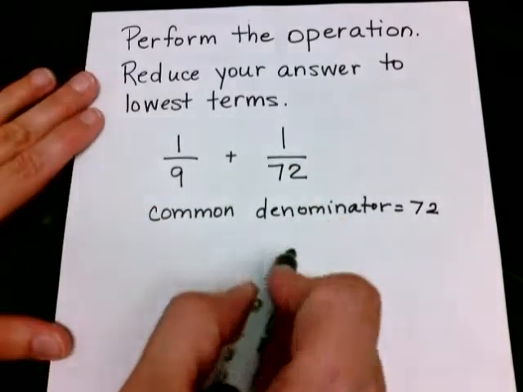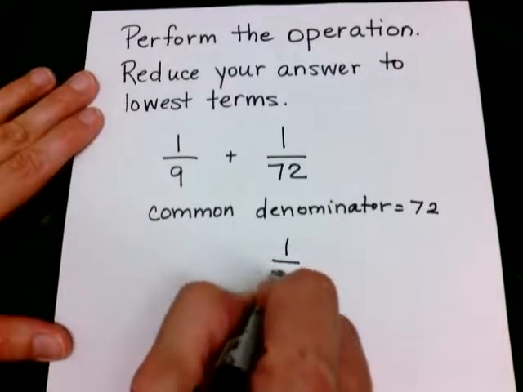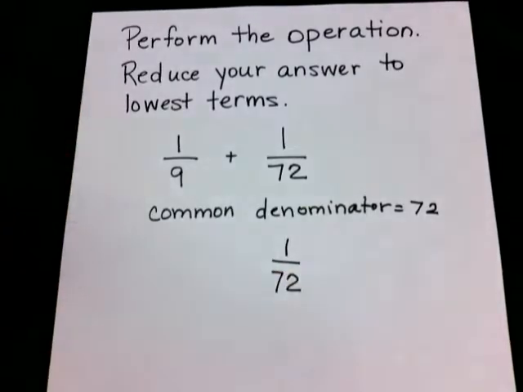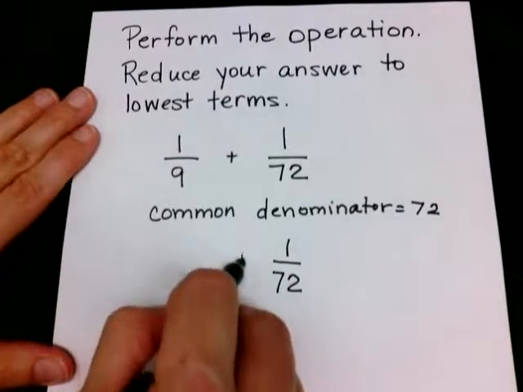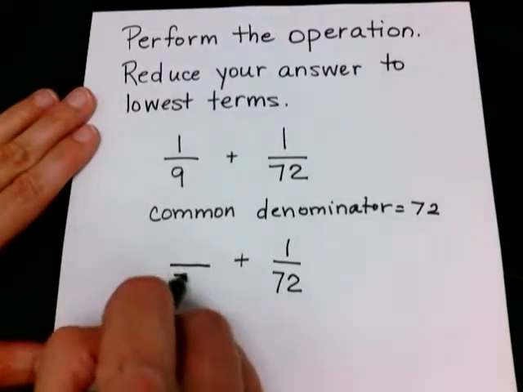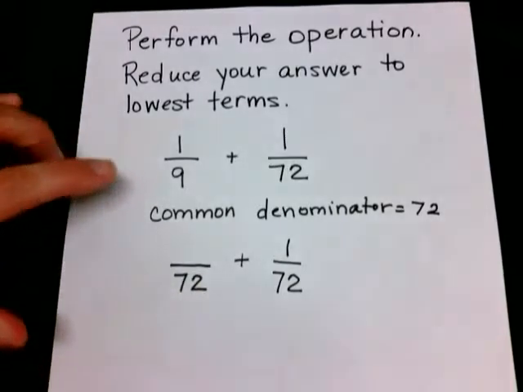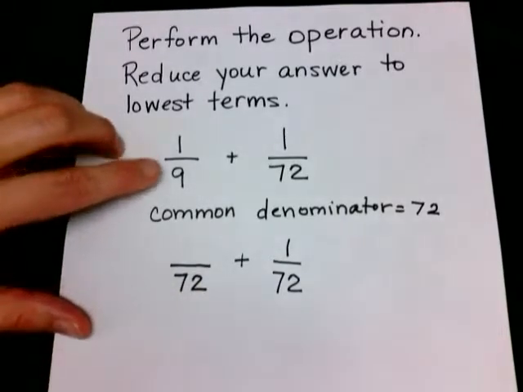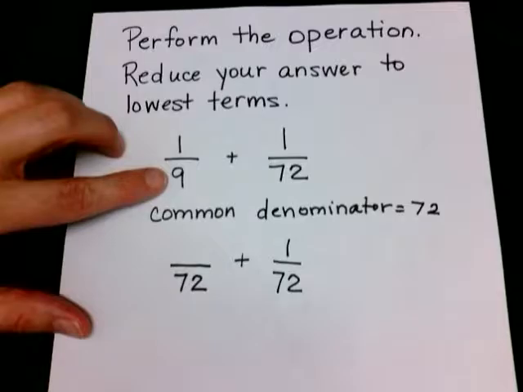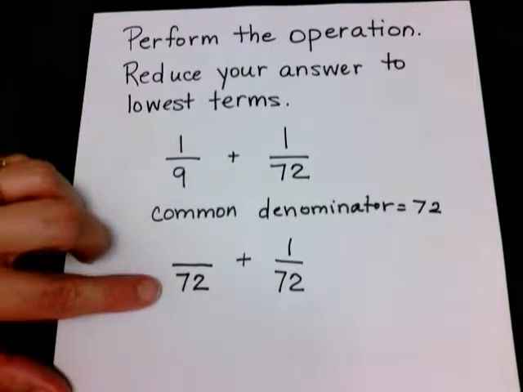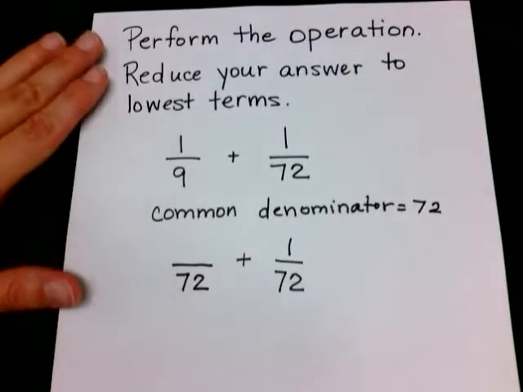So the second fraction already has the common denominator. Now we have to think to ourselves, we need a fraction over here that has a 72 on the bottom but is equal to 1/9. So let's think, what could I multiply 9 by to get 72? If you're thinking 8, you're right.